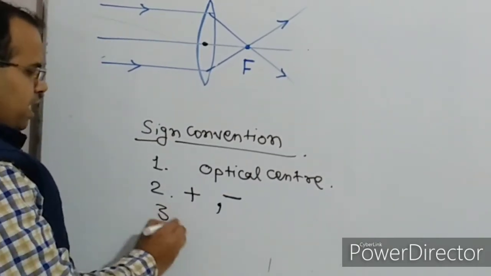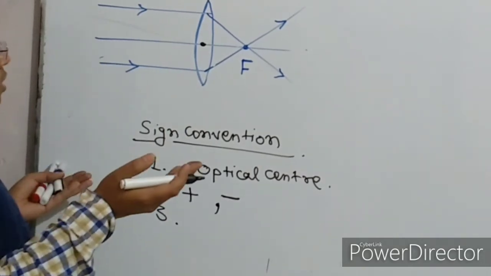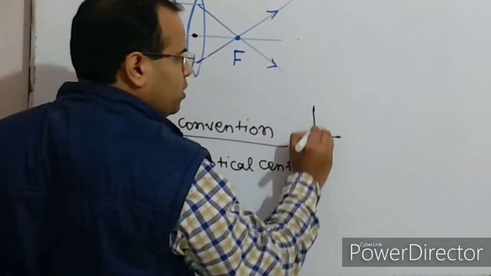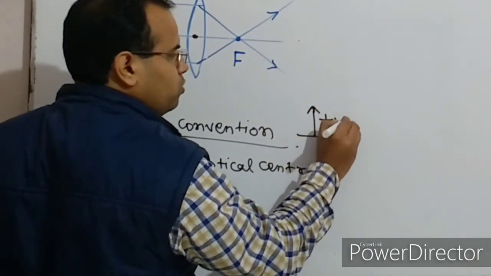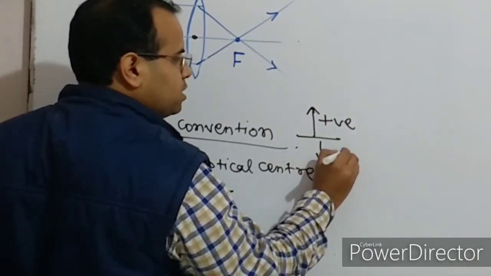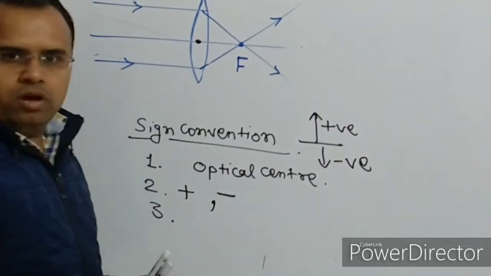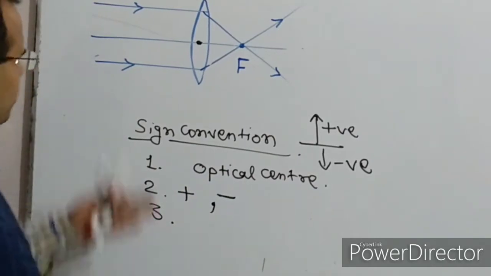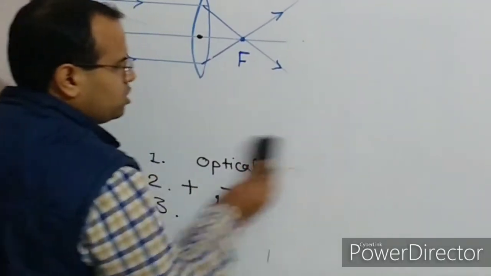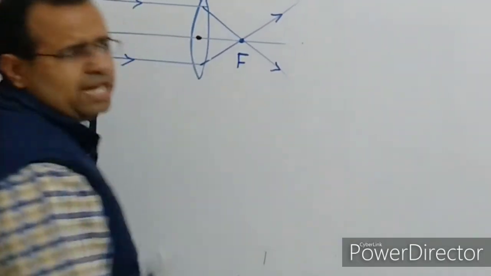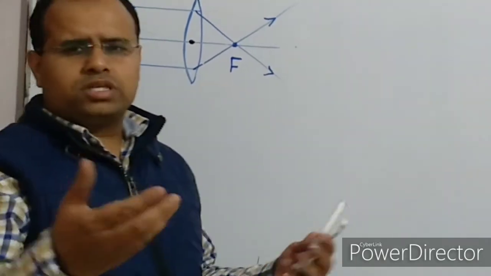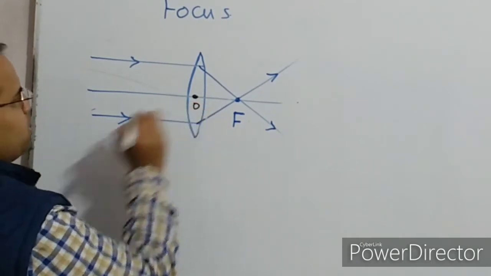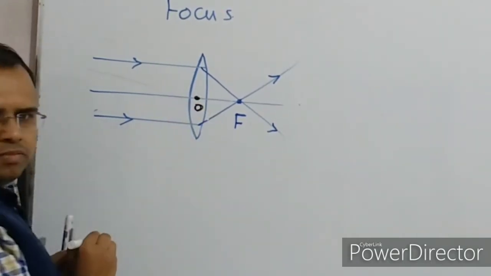The next sign convention is that heights measured up from the principal axis are taken positive, and heights measured down from the principal axis are taken negative. These three sign conventions are almost the same as we studied for the concave mirror. Because they have to be used here, I discussed them now so that we don't need to discuss them afterwards.